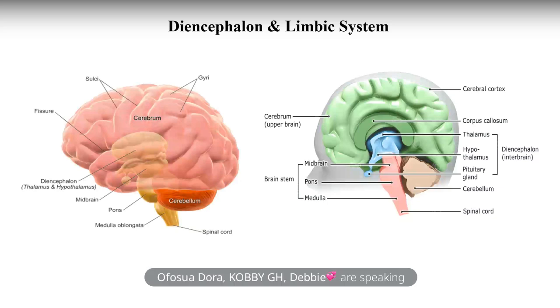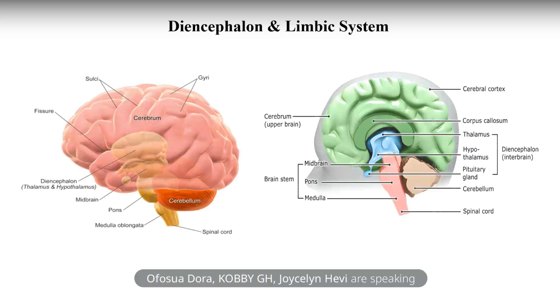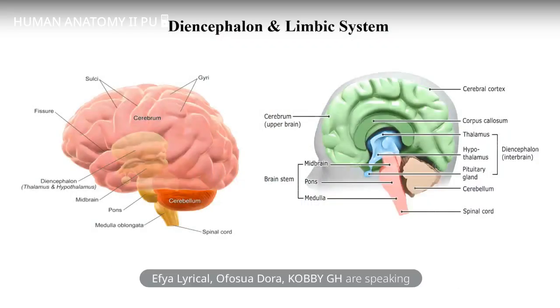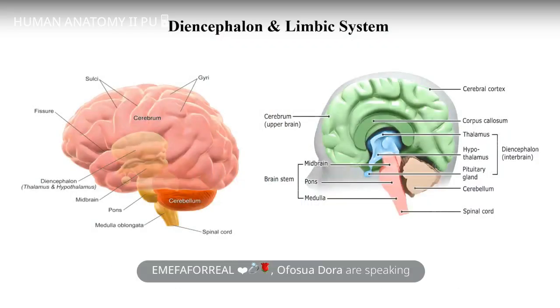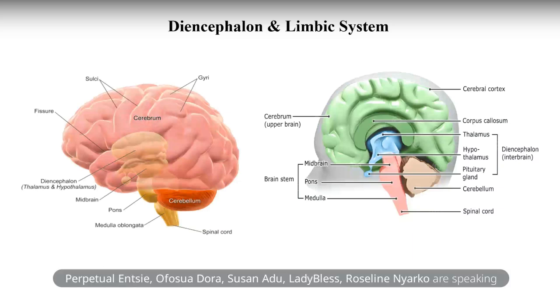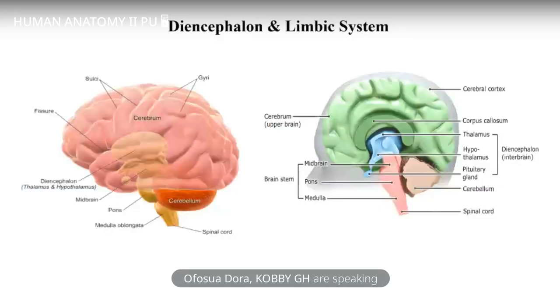Which part of the brain is responsible for your visual processing? A, occipital lobe. B, frontal lobe. And C, temporal lobe. That is fine. Occipital lobe. That is correct.